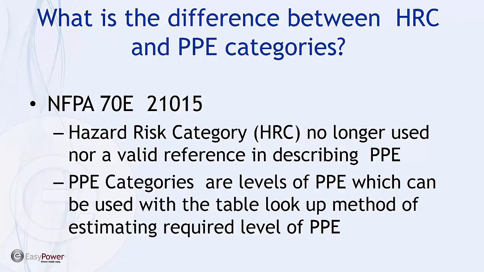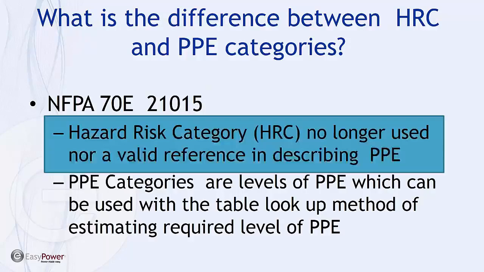I love this one. So what is the difference between the HRC and the PPE categories? NFPA 70E 2015 specifically has deleted and described the hazard risk categories as no longer a valid reference or referring to PPE. So it just ain't there. Just take it all off the registry. Take it off the books.